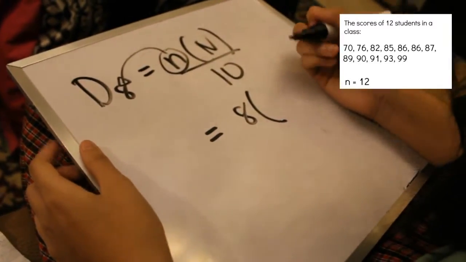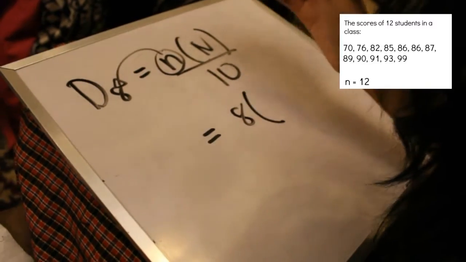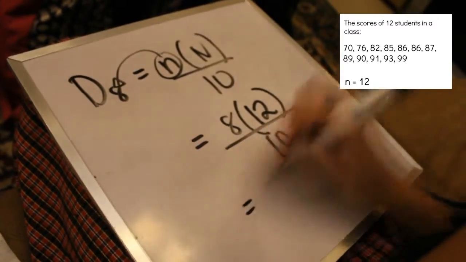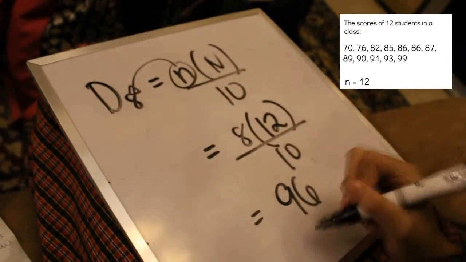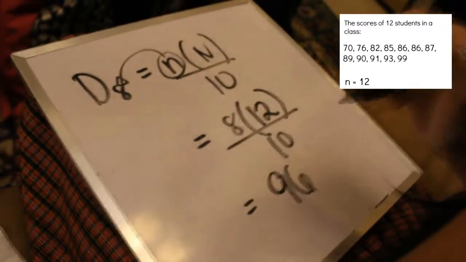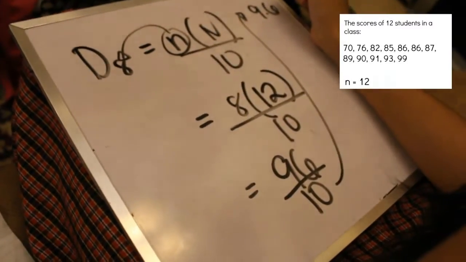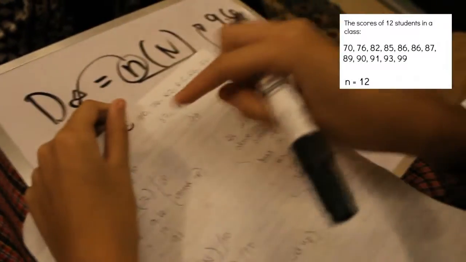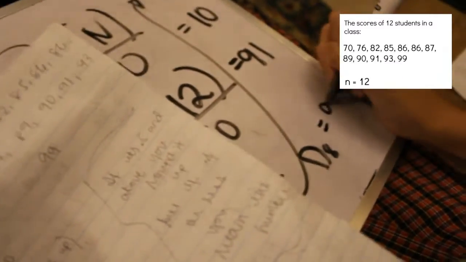Since in the given there are 1, 2, 3, 4, 5, 6, 7, 8, 9, 10, 11, 12 scores, 12 number of scores, so it's 12 over 10. So 8 times 12 is 96. I will divide it by 10 and the answer will be 9.6. It will be 10. So here in the scores, it's 1, 2, 3, 4, 5, 6, 7, 8, 9, 10. So it's equal to 91. So D8 is equal to 91.